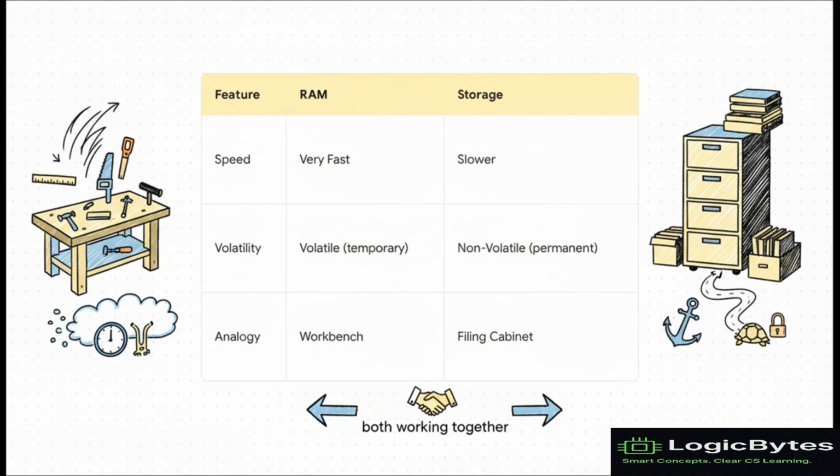So let's just put these side by side for a second. RAM is your workbench. It's incredibly fast, but it's temporary. The technical term is volatile, which just means when the power goes out, whatever's on it is gone. Storage, on the other hand, is your filing cabinet. It's a bit slower to access, but it's permanent. It's non-volatile. You absolutely need both of them working together perfectly.